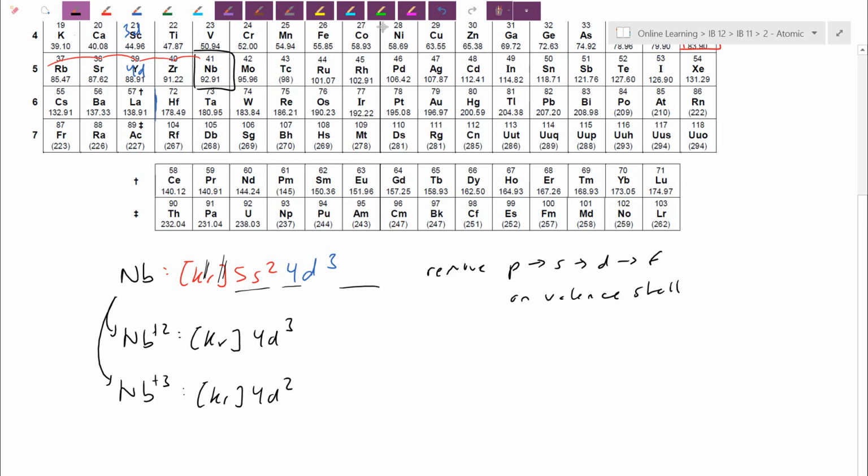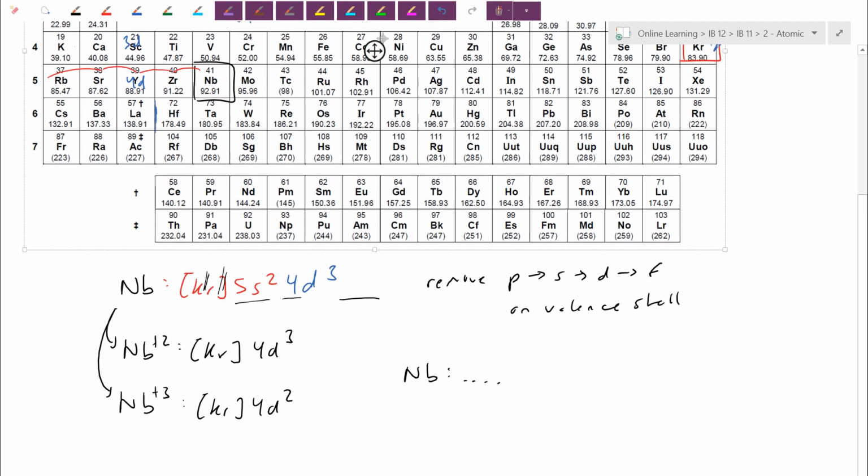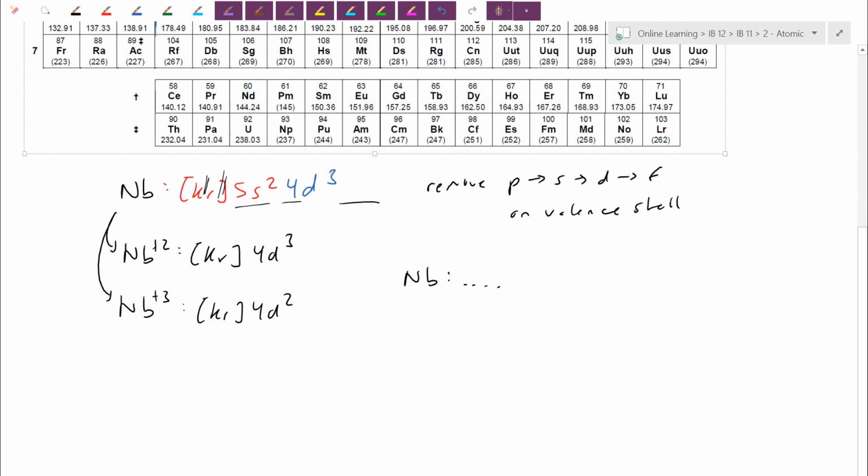On your data booklet, you actually have written for you some of the charges for the 3d metals. Remember, the left-right order doesn't matter. IB would typically prefer having the 4d before the 5s. So for niobium, let me just write the ending of it. The ending of krypton would have ended off with 4p6. I would have written down, well, I'm filling in the next shell, 5s2, and then I'm going to 4d3.